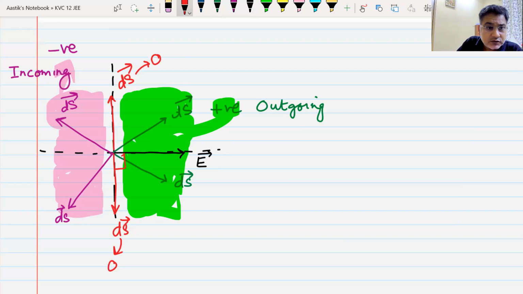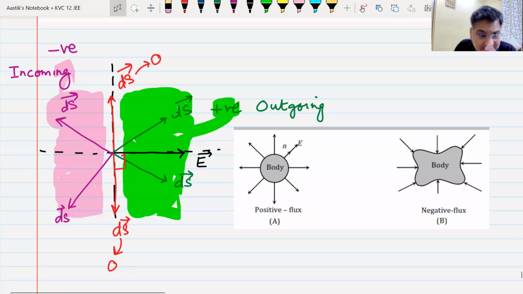Incoming, outgoing. To make you understand this incoming and outgoing stuff, I think I have a small diagram. It is good for you to understand because after some time these charges will come and then you will understand what is an outgoing flux and what is an incoming flux. As you can see, this is an outgoing flux. And remember, this outgoing and incoming are only defined when the body is closed. If the body is open, there is no outgoing and no incoming.